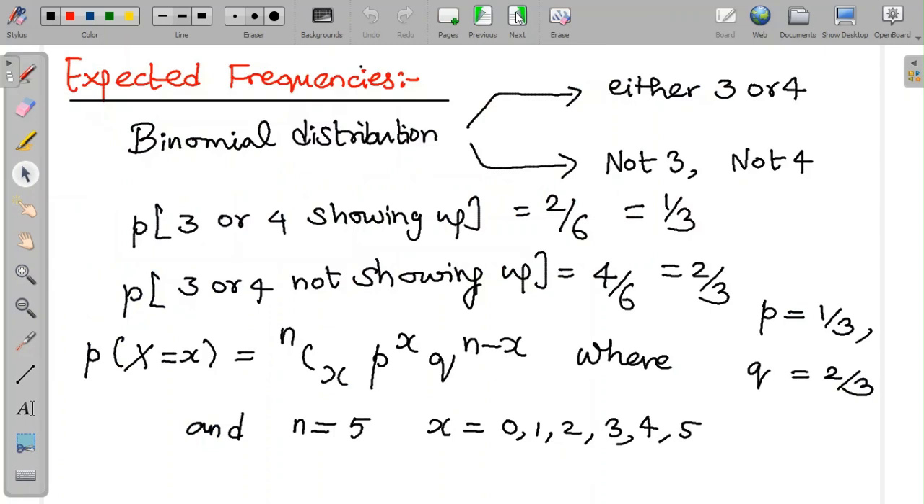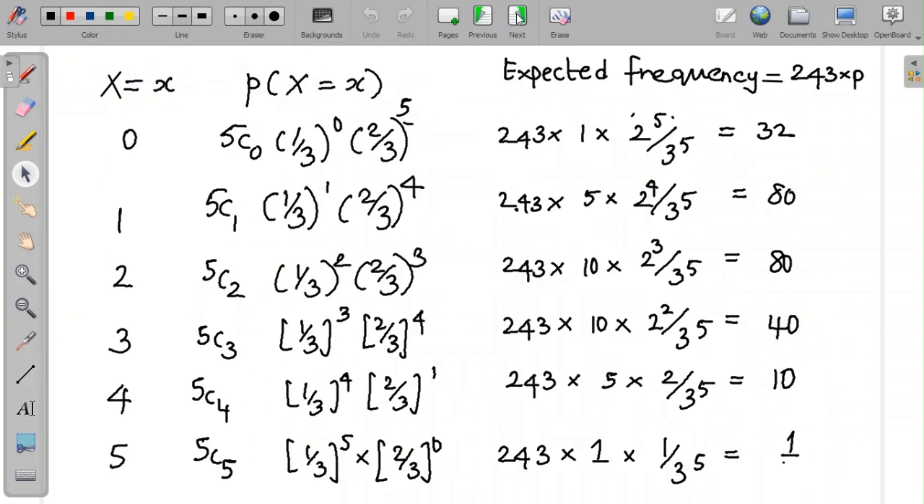So this two-way classification points us towards binomial distribution, and so we will find the expected frequencies using binomial distribution. A 3 or 4 will show up with the probability of 2/6, that's 1/3. A 3 or 4 will not show up with the probability of 4/6, which is 2/3. So this helps us model the expected frequencies using the binomial distribution, where n is 5, the number of dice that are used, P and Q are 1/3 and 2/3, X ranges from 0 to 5.